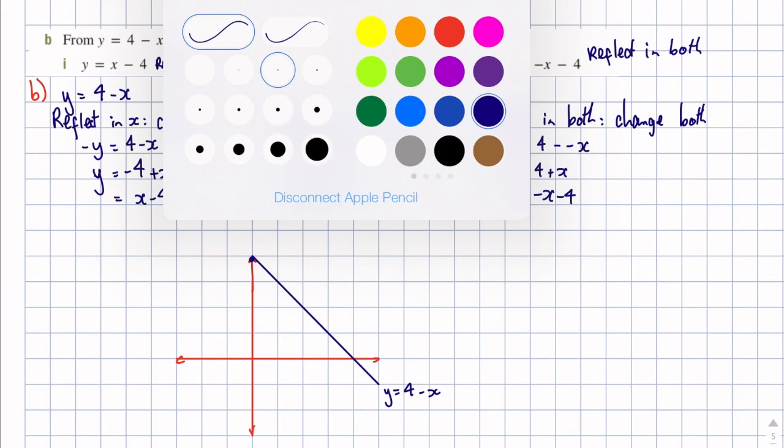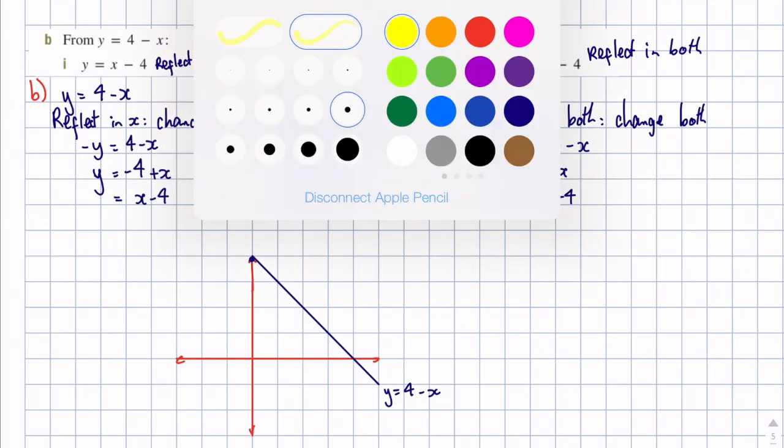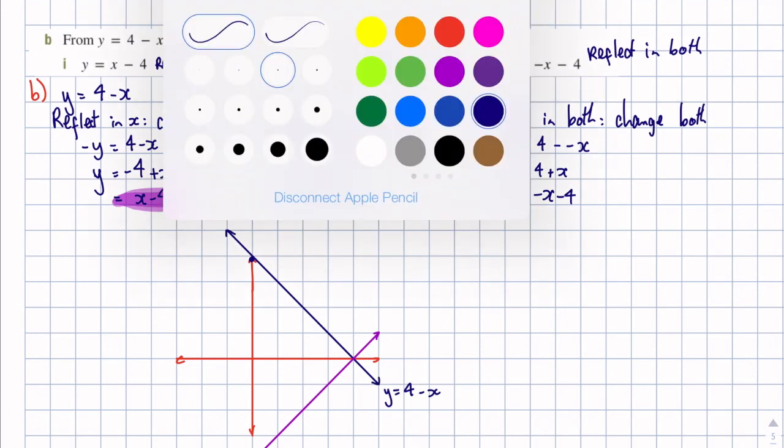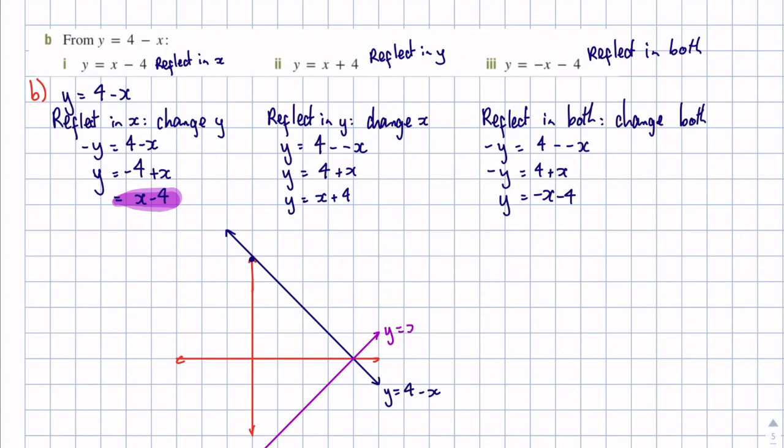So, if I now have a look at this first one, y equals x take 4. So now its y-intercept is -4. Its gradient is +1, so it's going up 1 for every one it goes across. So it's going to go like that, and it would keep going down. I should have put arrows on this one. So this one is y equals x take 4.